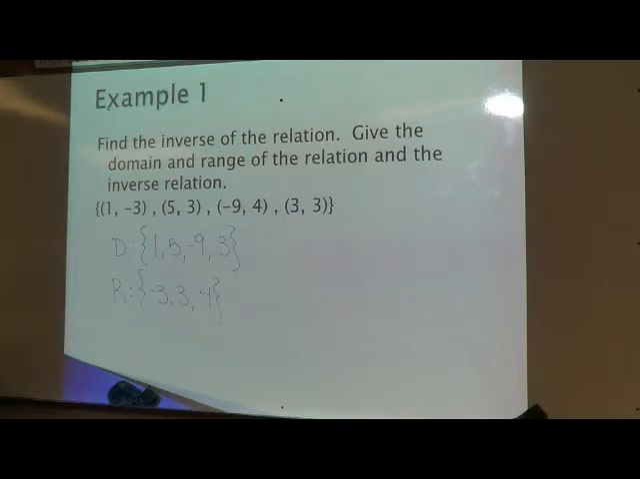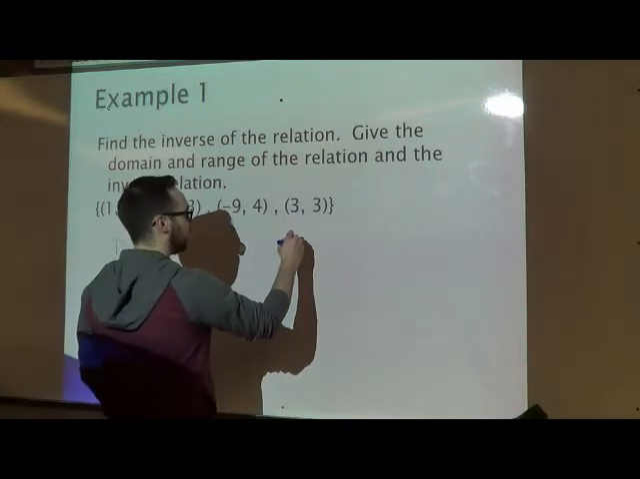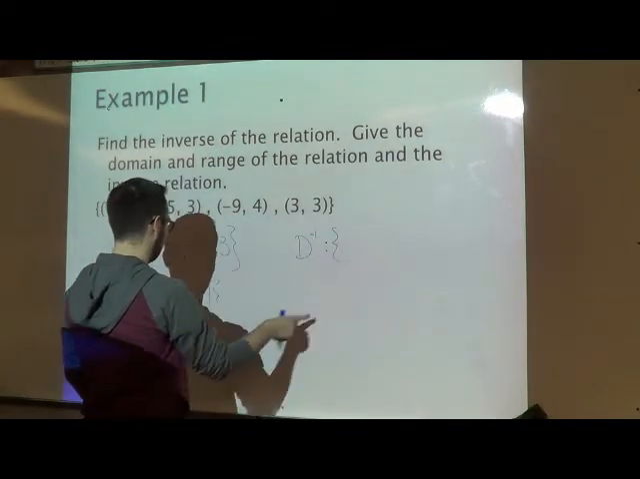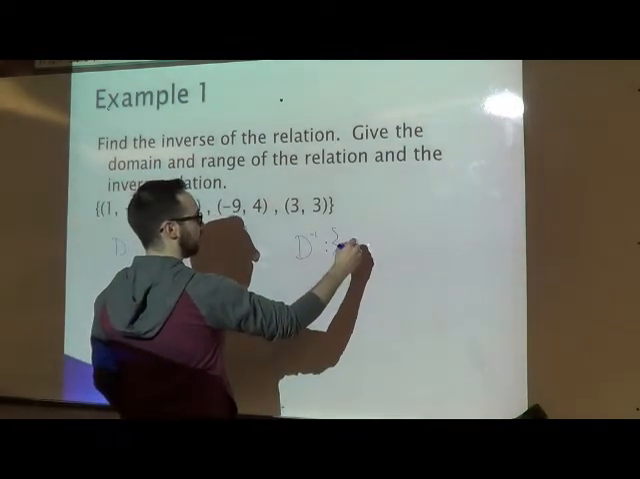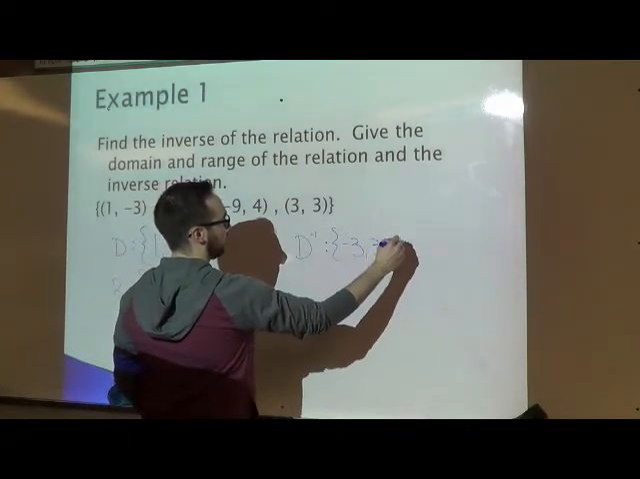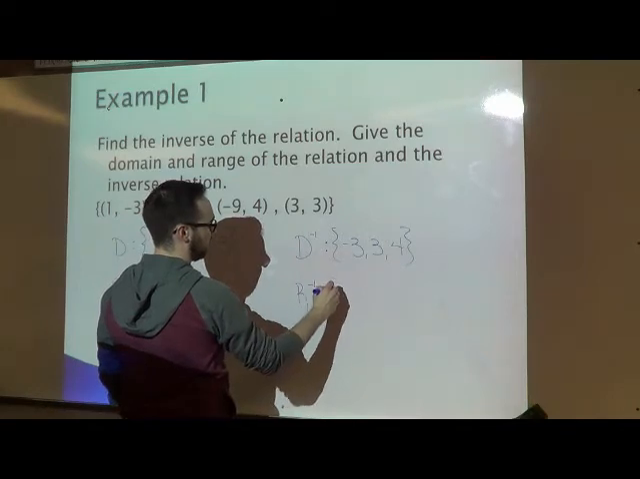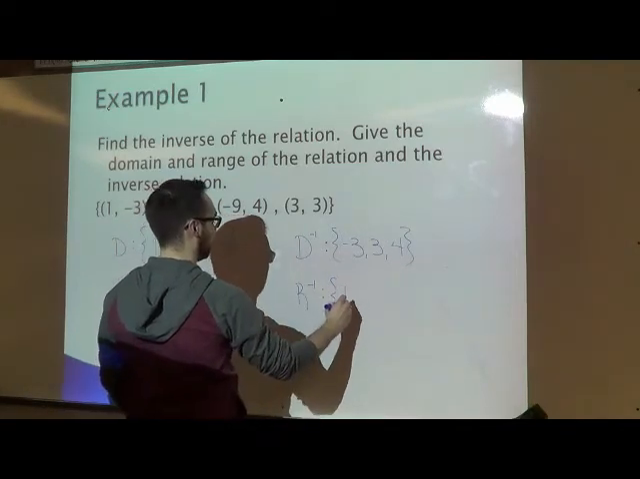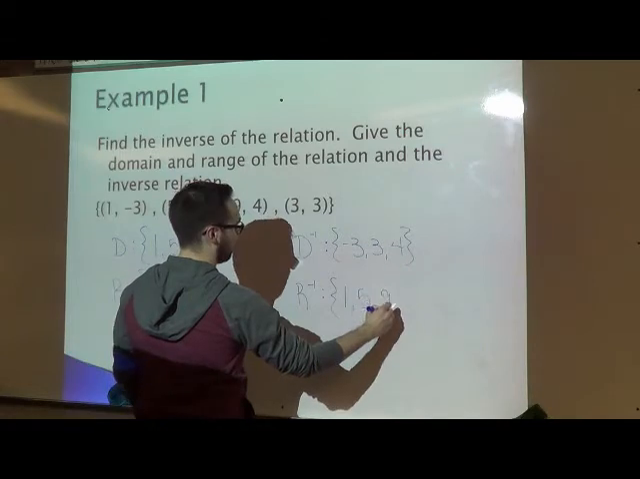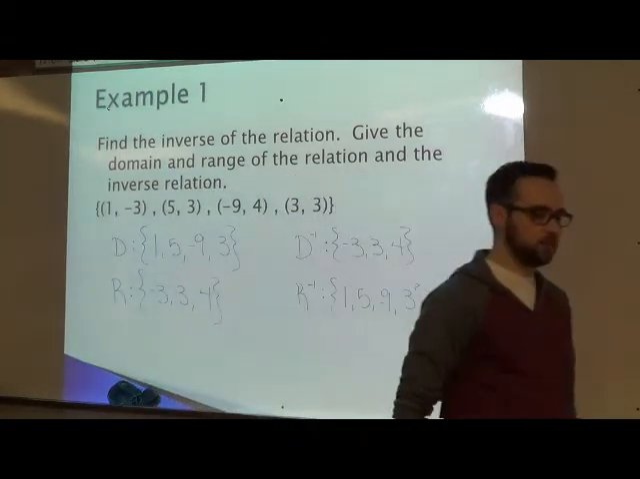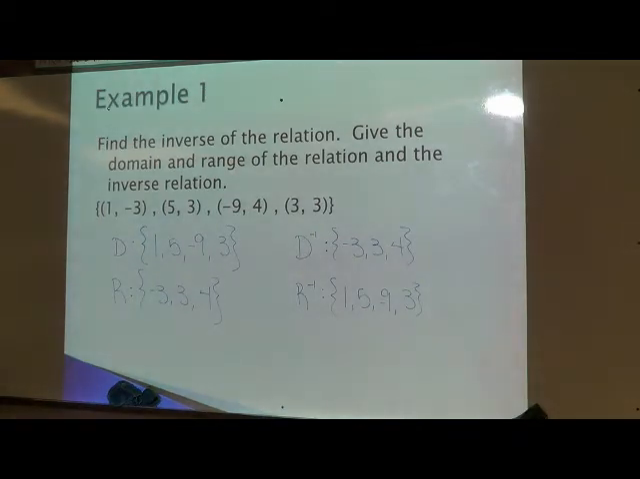Then it wants the domain and the range of the inverse relation. So I'm going to mark this as the domain of the inverse. It's now just what the range was, so it's -3, 3, and 4. And then the inverse range is just going to be 1, 5, -9, and 3. You can put those in numerical order, but you don't have to. That's as simple as it gets.